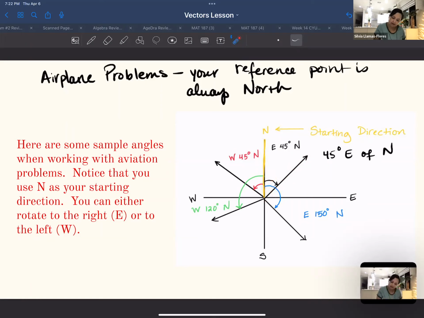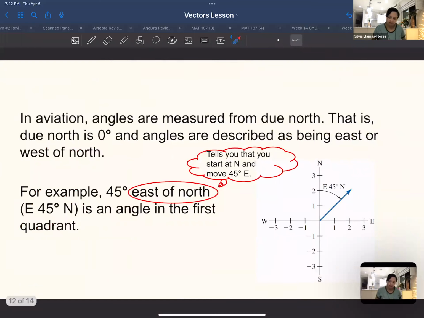Now, if I say 45 degrees west of north, again, I start north, but now I'm going west, which means it's this angle right there. And again, west of north, 120 would put you down here, and 150 would put you down here, okay? So let's say, for example, in aviation or airplane problems, you are looking at north as your starting value. So anytime that you see this, what you're really saying is east of north. That tells you that you're going to move 45 degrees this way.